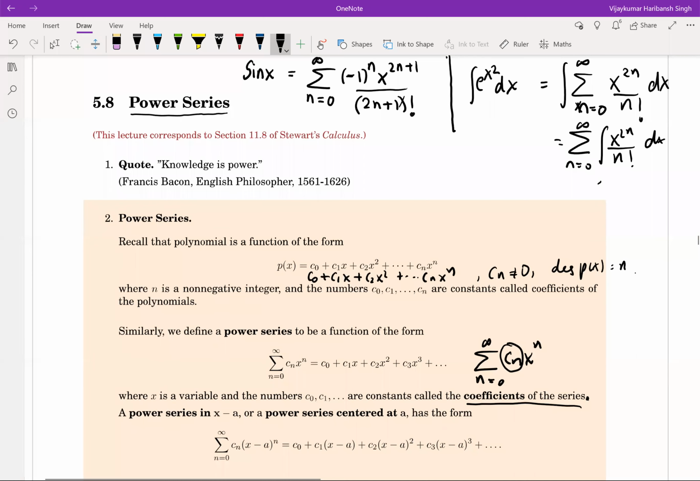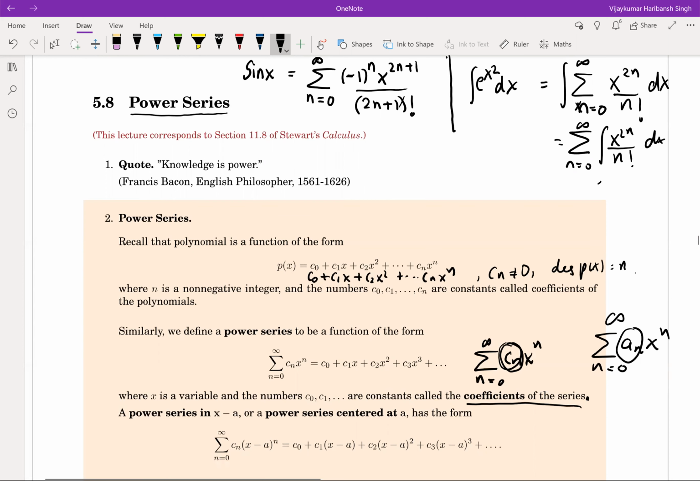What is different about two power series? If I tell you, take another power series, this is how it will look. So what is really different in both of them is not the x to the power n part, but the coefficient part. So the coefficient part is the important part in some sense.